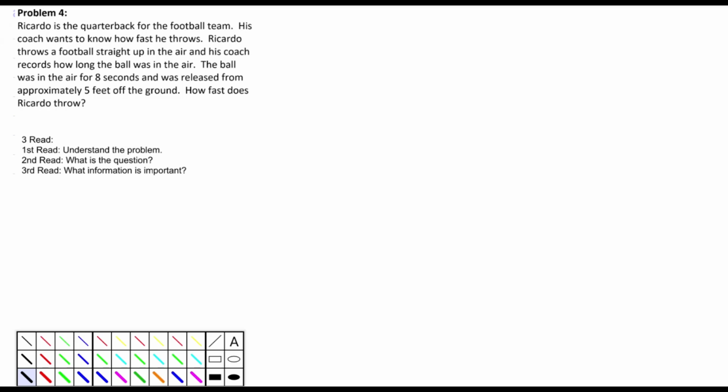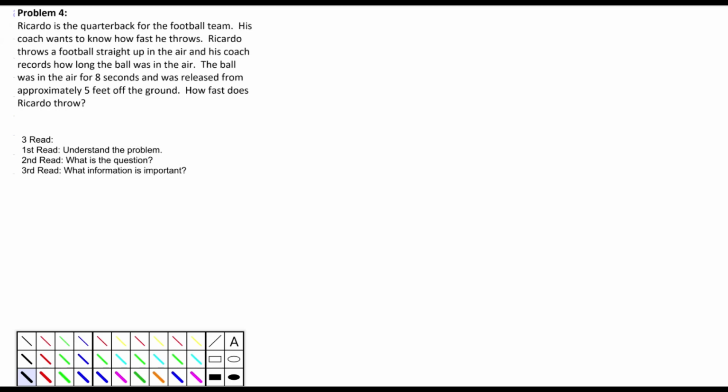Interesting. All right, so what is this problem about? This problem is about Ricardo, the quarterback, throwing a ball. I'm not going to write that in because it's going to get messy, but now I know what this problem's about. Number 2, read number 2. What is the question? So now I'm going to read it again and try to figure out what the question is, and I'll read the whole thing.